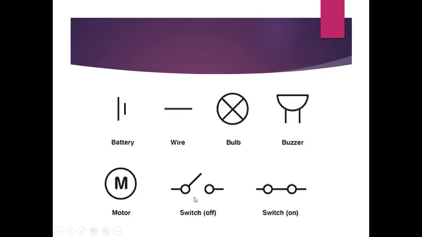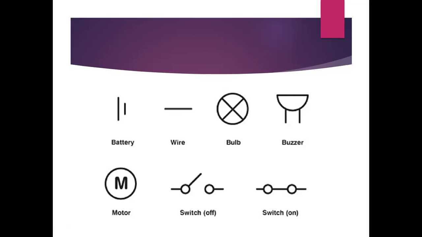This is the switch off. I told you that it's a circle, then the hat is off, and then a circle, and those two are for the wires. You must do it also. And this is the switch on. You will put the hat on, so the wires are connected. So it's a circle, wire, circle, and then the two wires there. So those are the symbols for the electrical circuit in science.